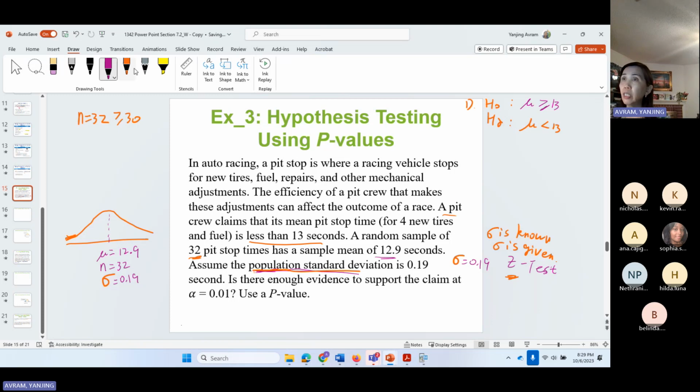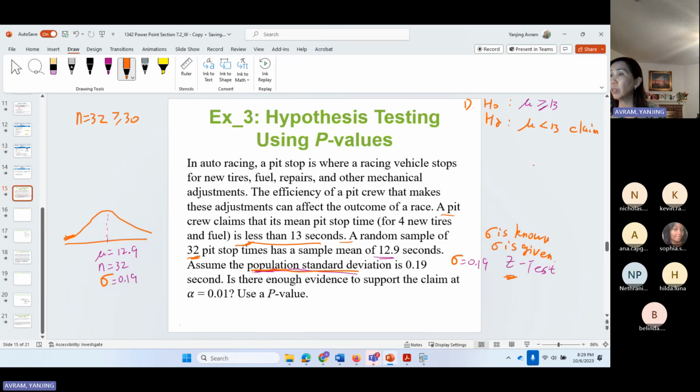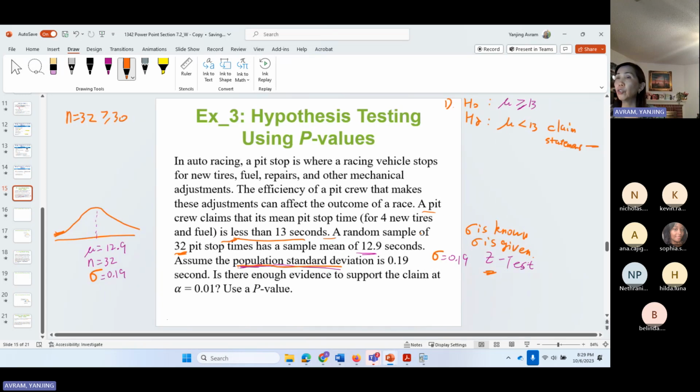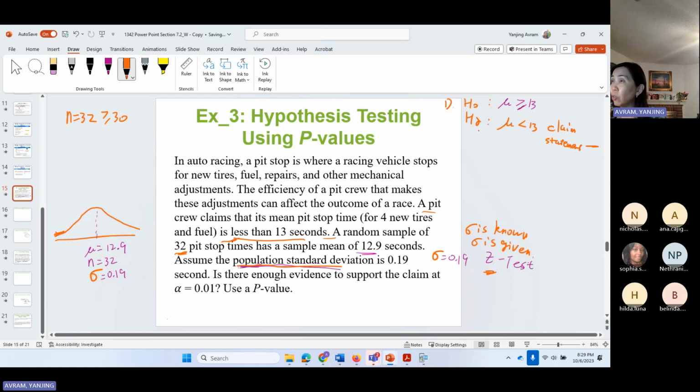Since this is a statement from the question, the statement is also called a claim. The claim here is the statement. So this statement or claim is in the alternative hypothesis. We're going to have to use this criteria to make the final conclusion at the very end.